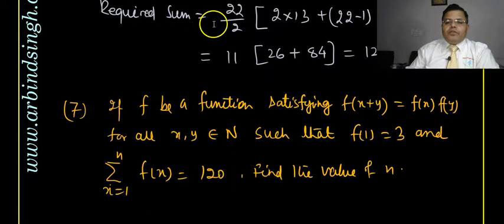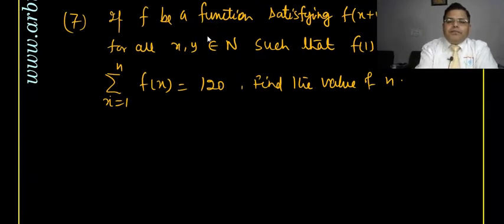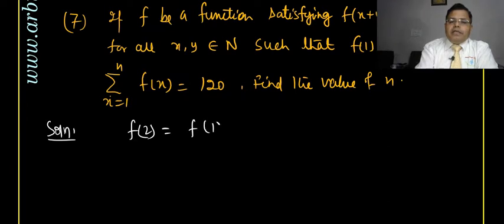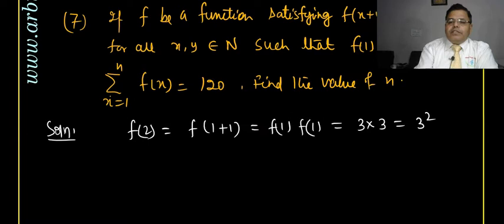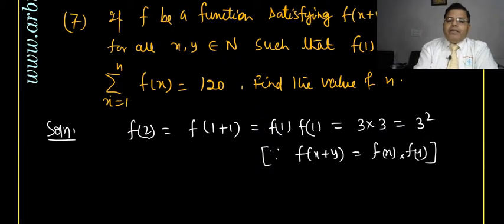This is the question. So f(x plus y) is equal to f(x) into f(y). f(1) is equal to 3 is given, right? It means this is nothing else but f1, f2, f3, up to fn. So we have to first calculate the value of f2. f2 can be written as f of 1 plus 1, that is f1 into f1, and f1 is given as 3, so 3 into 3, that is 3 square. Why? Because in the definition it is given that f(x plus y) is equal to f(x) into f(y), right? So that is why I have written f2 like this.